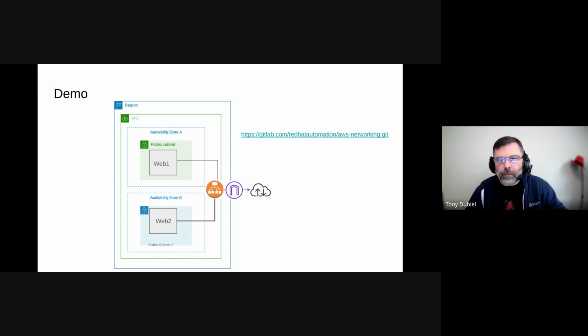Now I could create private subnets. Maybe I have a 2-tiered or 3-tiered application. I could do that as well. But since this is the intro, we're just going to keep it simple. So what I've done is I've created 2 web servers.